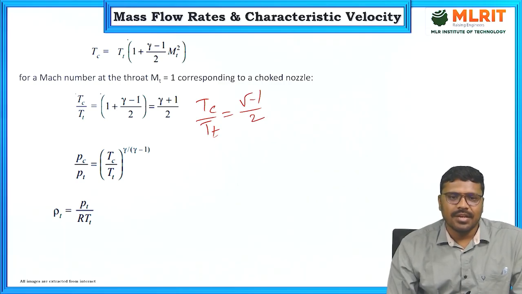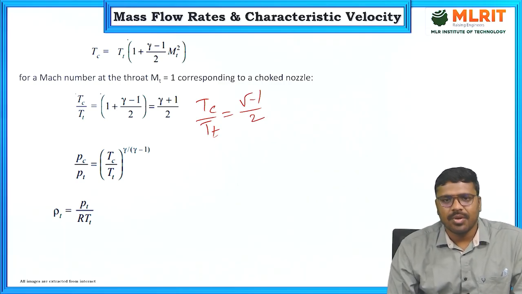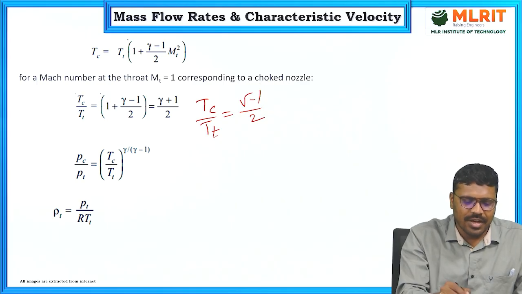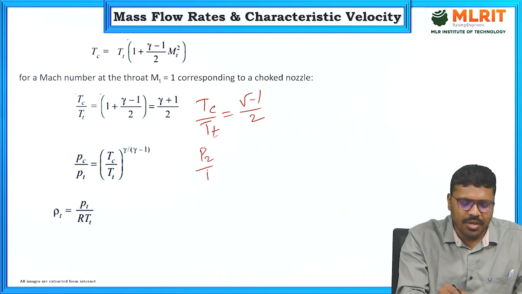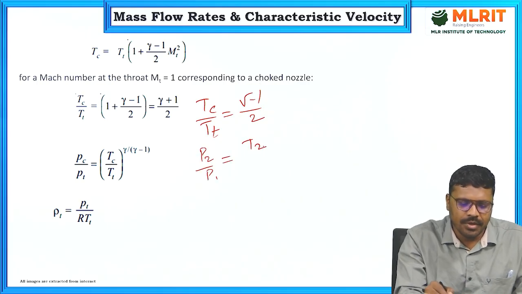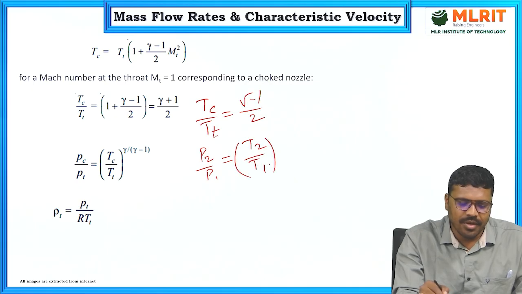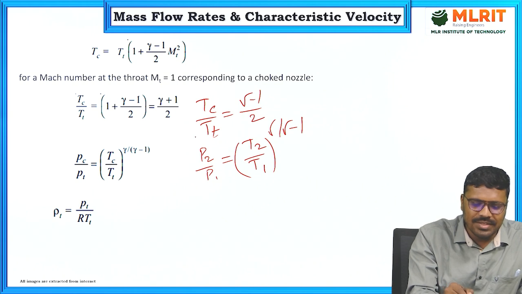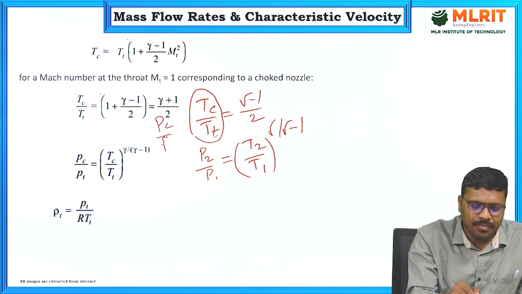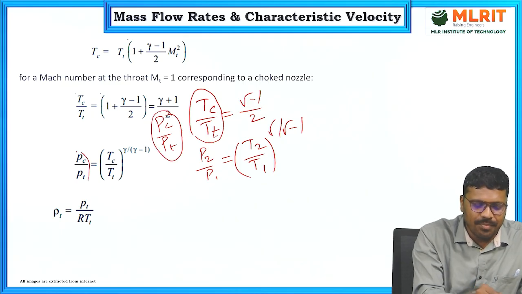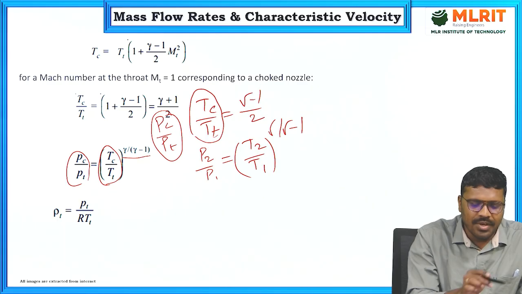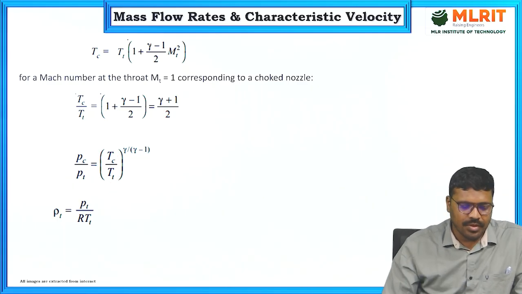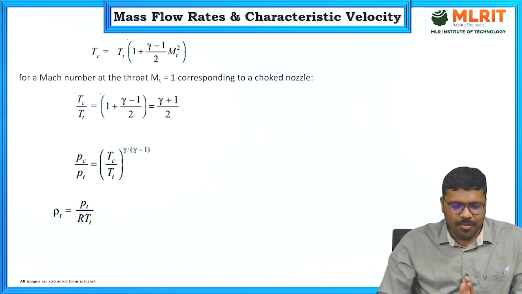There is a relation between the temperature ratio and pressure ratio. From that we can write pressure ratio P2 by P1 is equal to T2 by T1 whole to the power of gamma by gamma minus 1. In a similar way, for this Tc by Tt, the relation between Pc by Pt can be written. So that is Pc by Pt is equal to Tc by Tt whole to the power of gamma by gamma minus 1. Right.